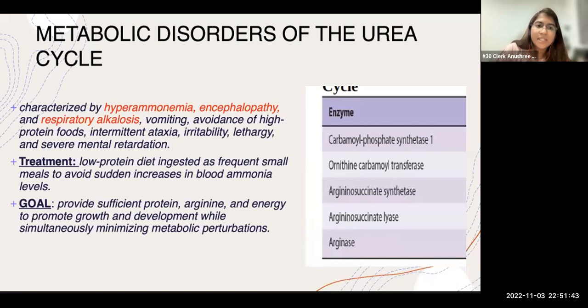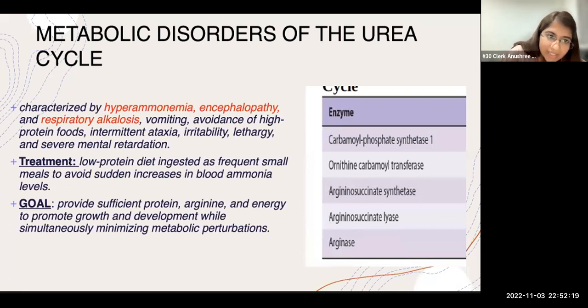There will be intermittent ataxia, irritability, lethargy, and in severe cases, mental retardation. Okay, so now what should we do? How do we manage? In the treatment, we would give the patient a low protein diet, because we still need those amino acids. We still need protein. We cannot stop having proteins. So we would go for a low protein diet so that the enzymes are not overwhelmed processing those proteins. Hence, we would avoid this sudden increase in blood ammonia levels.